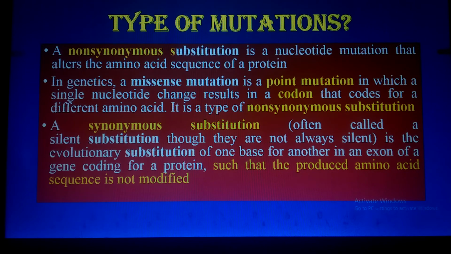In genetics, there is a missense mutation. What is a missense mutation? A missense mutation is a point mutation in which a single nucleotide change results in a codon that codes for a different amino acid. It is a type of non-synonymous substitution. Is it clear? Okay, so this is just information on non-synonymous and synonymous substitutions and missense mutations.